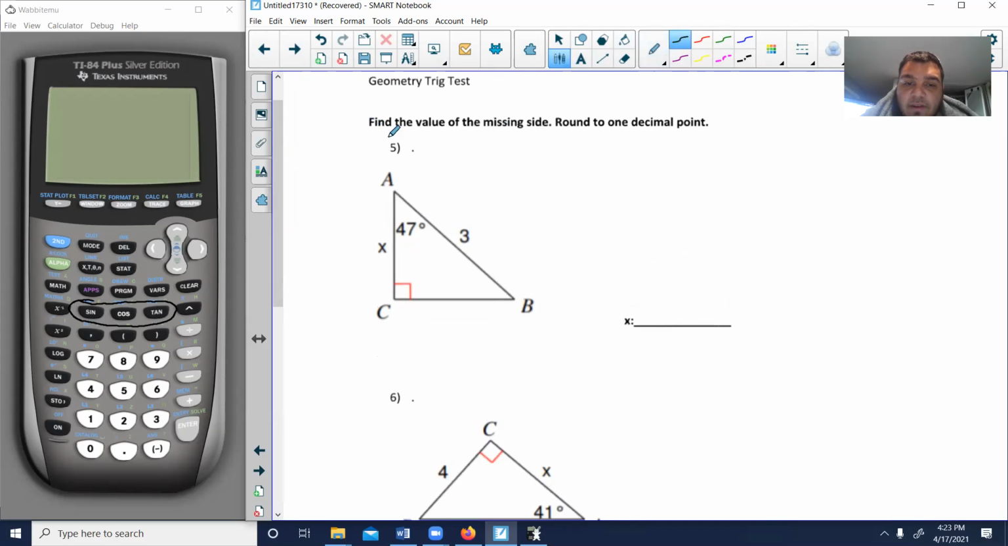All right, so we have here, find the missing value, round to 1 decimal point. Usually when you see something like round to 1 decimal point, big hint, you need a calculator. But you should also know you need a calculator. What we're looking for is a side. Now we have 47 degrees at angle A. We have a 3 as a hypotenuse, and we have an X. Since we're at angle A, I need a combination of, if I'm standing at A, hypotenuse and adjacent.